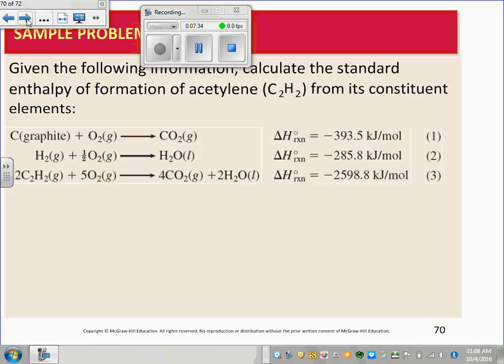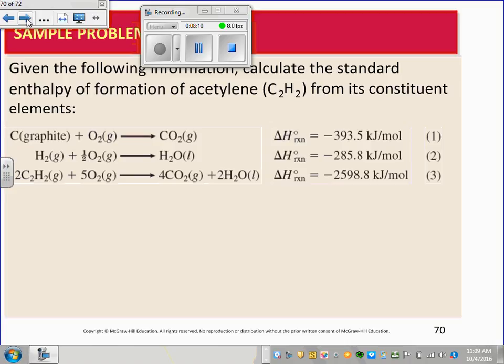The next one we need is H2. Which of those equations has H2 in it? Second one. Oh, look. We only have one, so we don't need to do anything with that one. So we have H2 plus 1/2 O2 goes to H2O. The delta H there, we don't have to do anything, so it's minus 285.8.